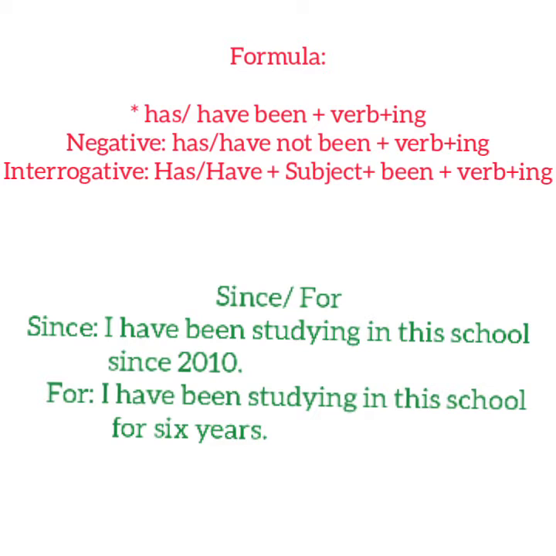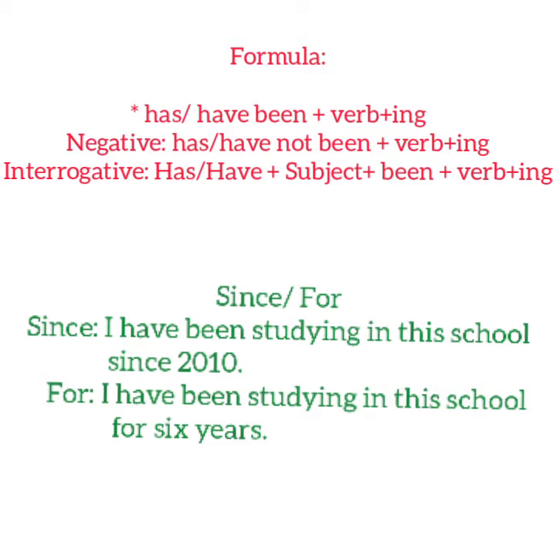Now let us see the use of for. For is used with a period of time. That means like 3 years. It can be 4 hours, it can be 5 days, or even for a long time. When we use the word for, we don't need to mention a specific year or month or day, but we can say how many years, how many days, how many months, how many hours, and so on.